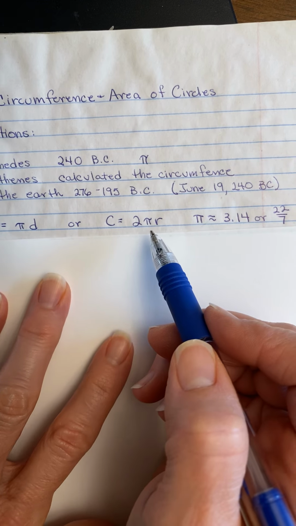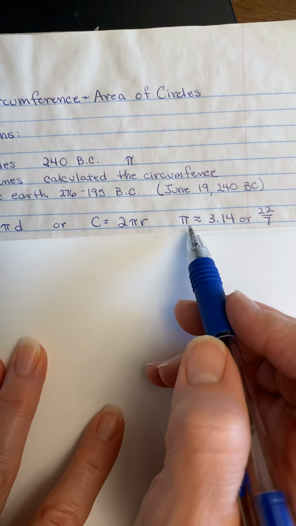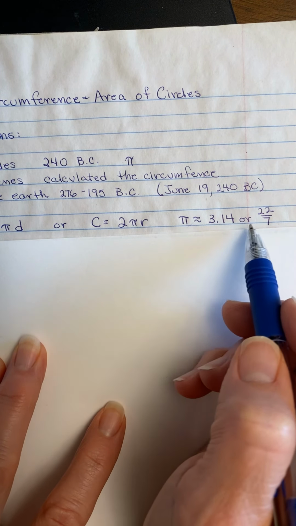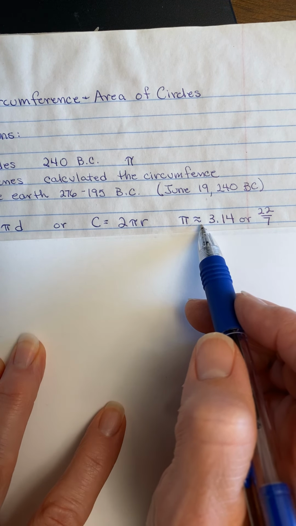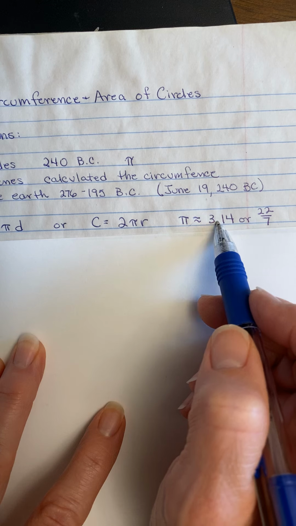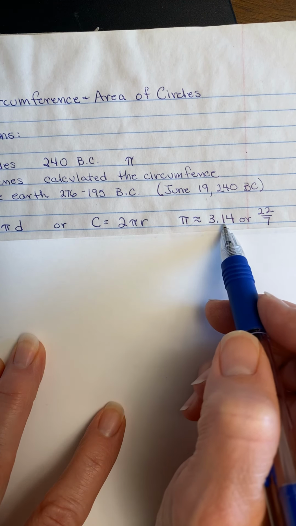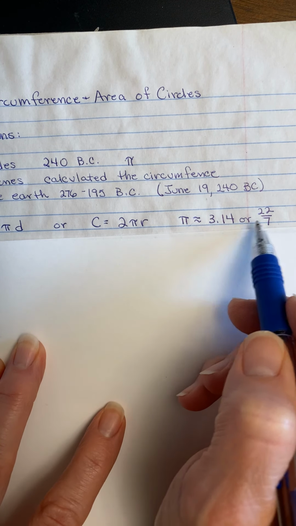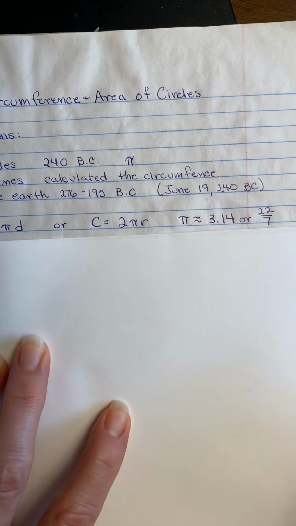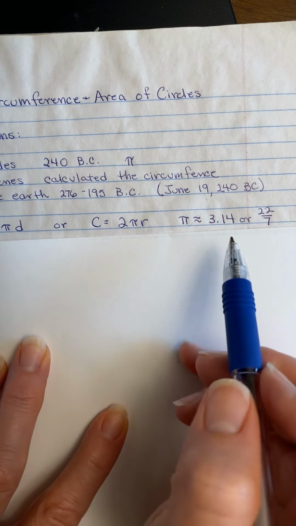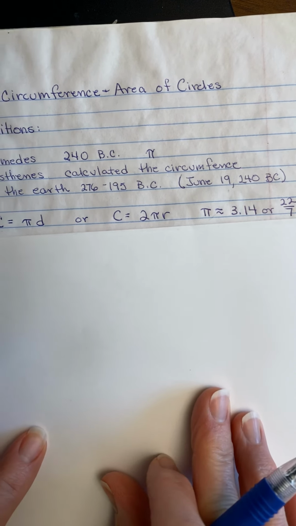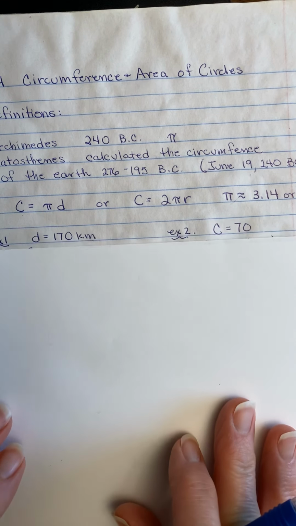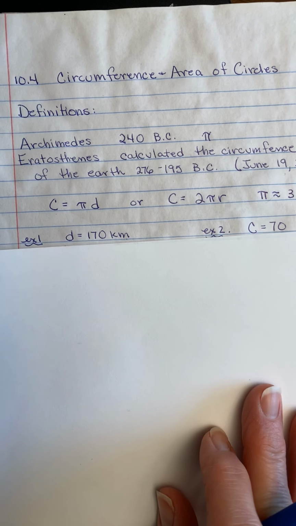And speaking of pi, we know that pi is irrational. That means its decimal goes on forever and never repeats. Well, what is pi approximately equal to? We say pi, we can approximate it as 3.14, or you can use the fraction 22/7. Of course, most people use the decimal because that's just easier to work with on your calculator. All right, let's do a couple of examples.